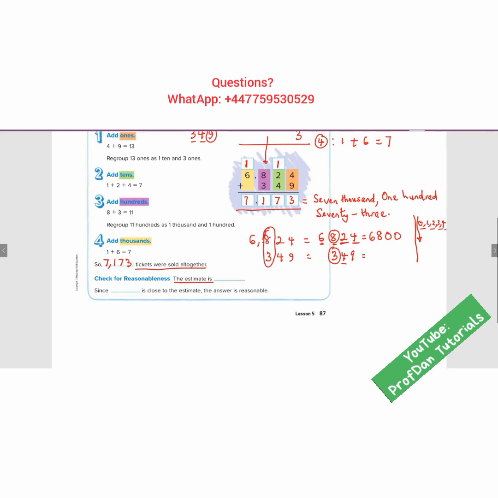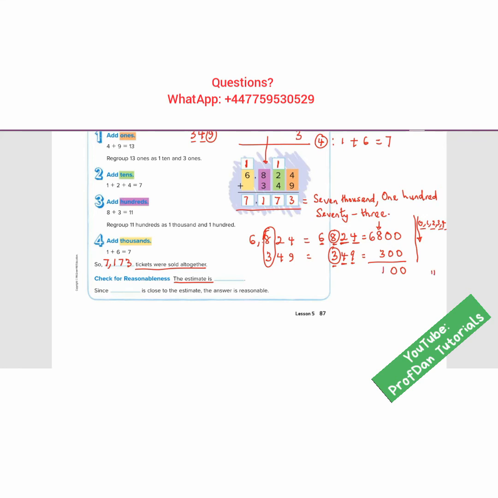So do nothing to this 3. The 3 still remains the same. The remaining 2 numbers turn to 0. So you've rounded 349 down to 300. Then add. If we had this, 0, 0, 8 plus 3 is 11.